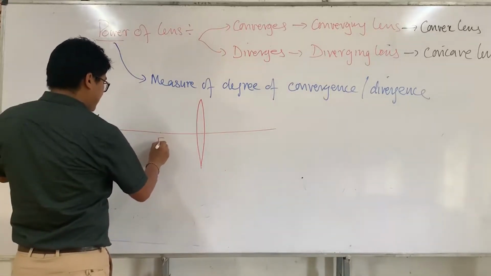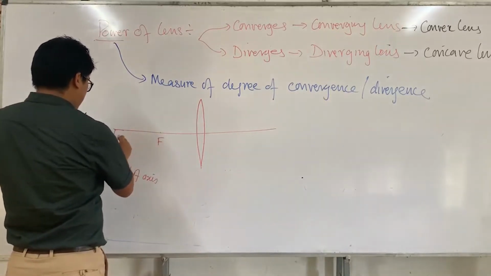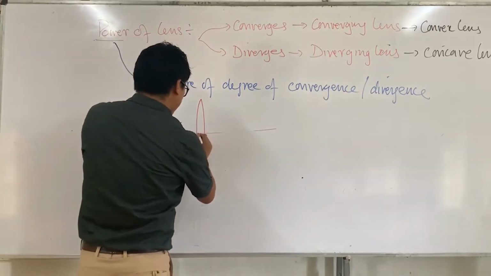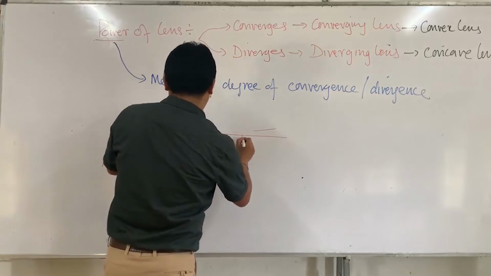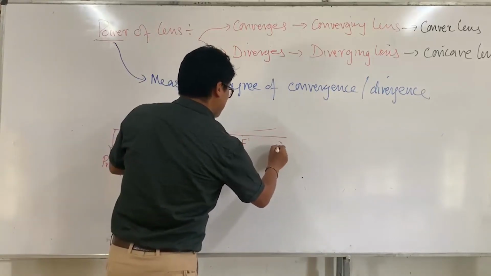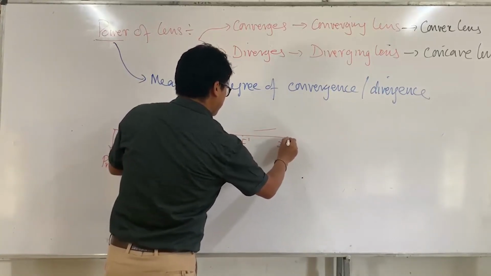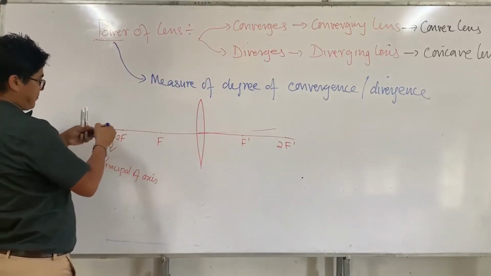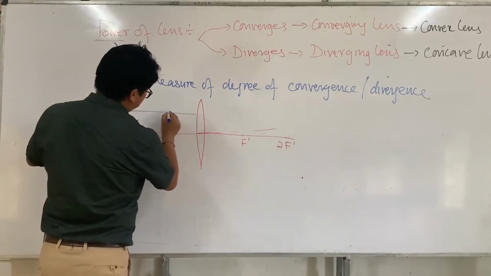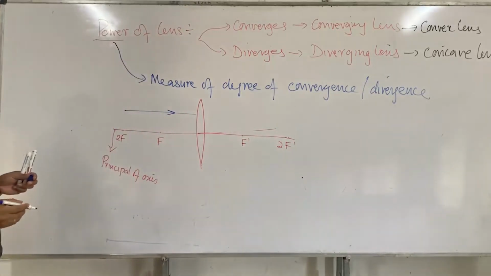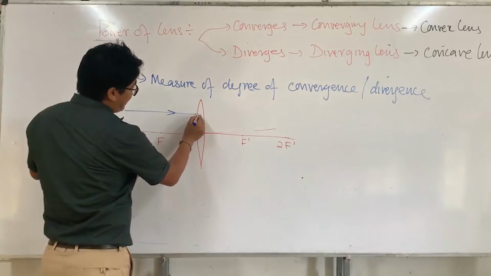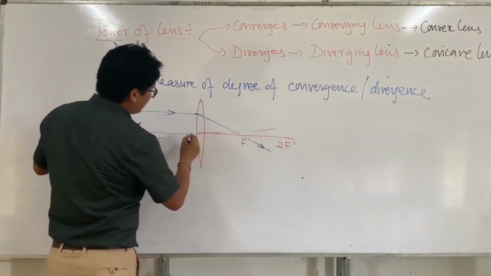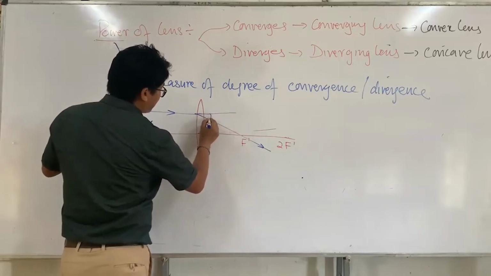Let's say this is F. This is 2F. This is F prime, 2F prime. Look here, now I incident a light. Then this is a parallel ray of light. This is the refracted ray.